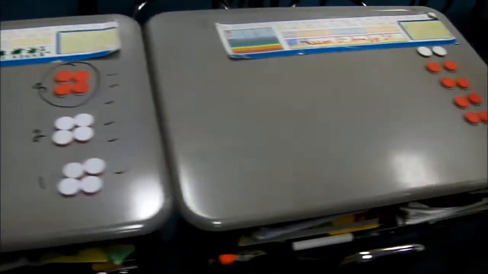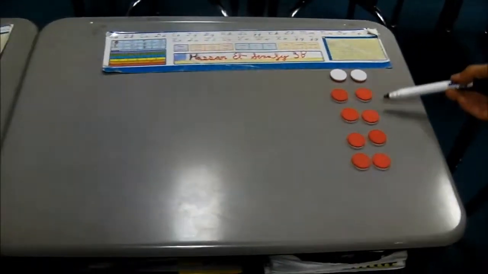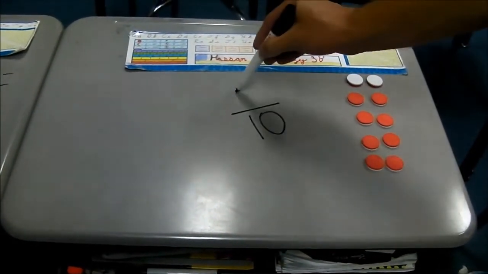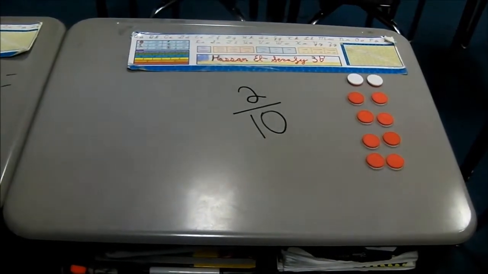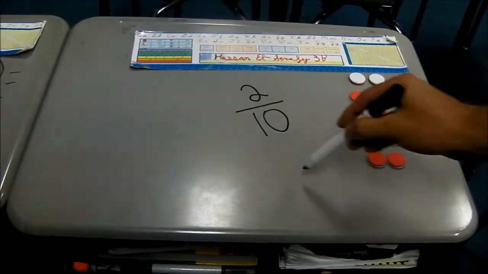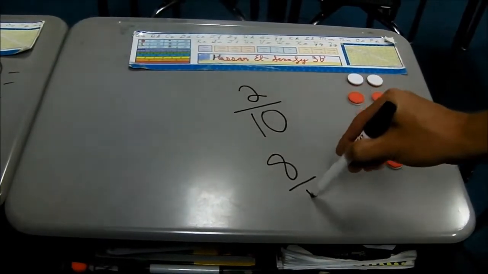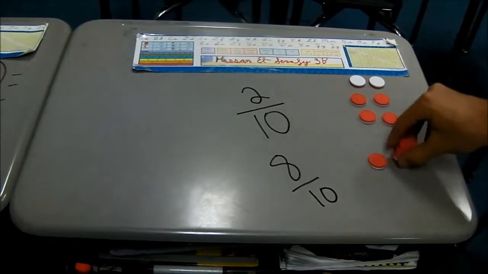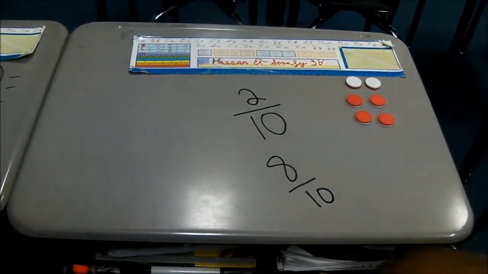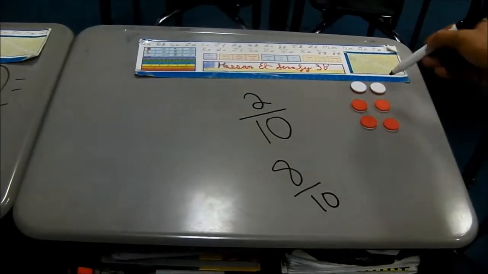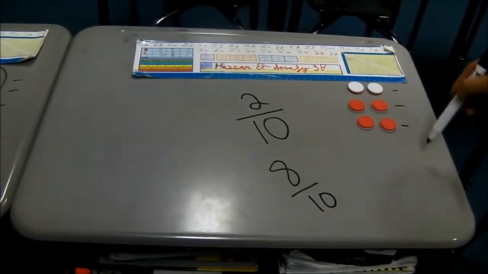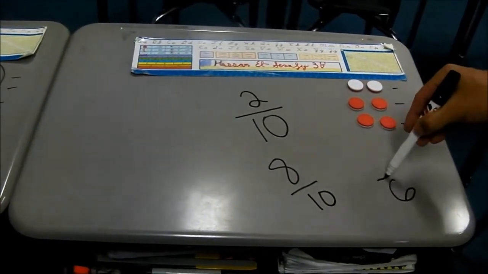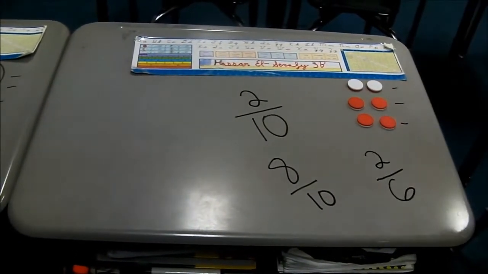Let's take a look at this next one. We have 2, 4, 6, 8, 10 again. 10 is our denominator. We have 2 white, so 2 out of 10 are white. And we would have then 8 out of 10 are red. What if I would take these away? What would our denominator change to be? If I would take the blocks away, our denominator would change to 1, 2, 3, 4, 5, 6. Our denominator would change to 6. And we would have 2 out of 6 are white.